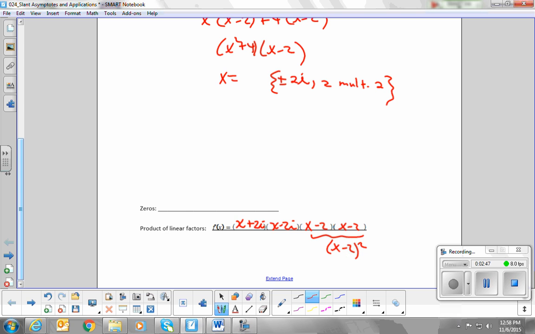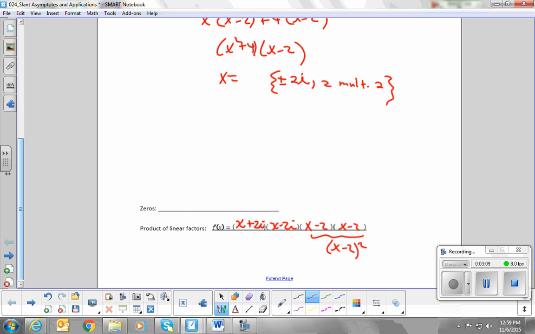Number 11. Domain all real numbers except for x equals 5. Vertical asymptote of x equals 5. Horizontal asymptote of y equals negative 1. 12. Domain all real numbers except for x equals negative 3 halves. Vertical asymptote x equals negative 3 halves. Horizontal asymptote y equals negative 7 halves.